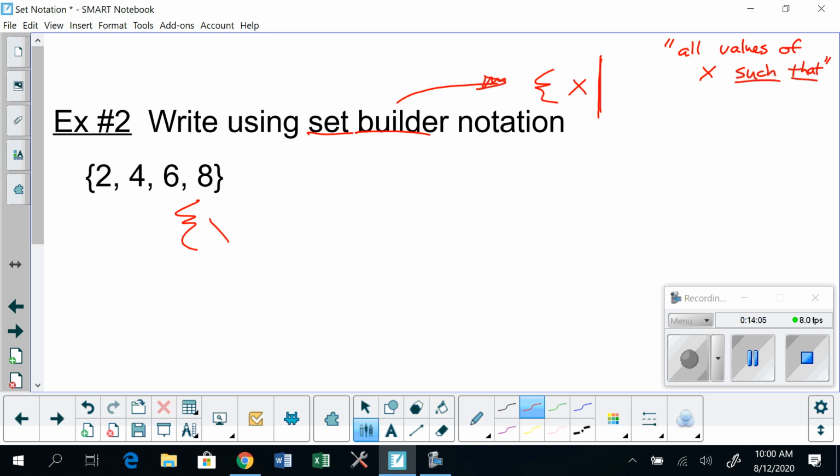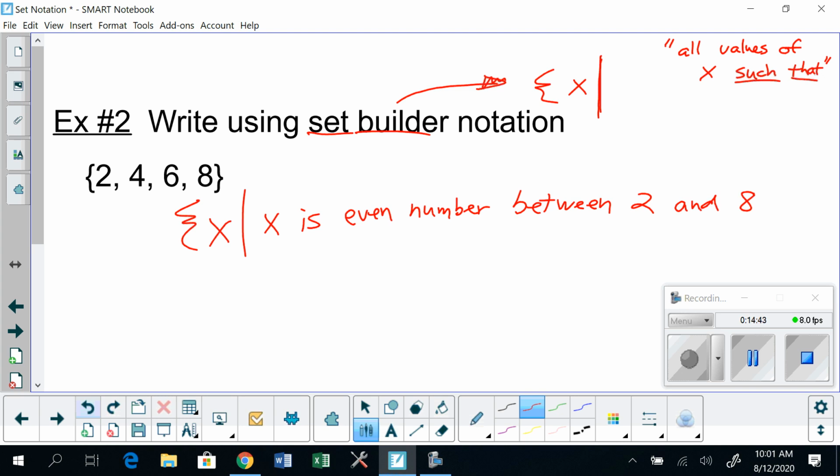There's a lot of different ways that we could write this with set builder notation, but I'm going to start with all values of x such that x is, here's the definition I'm going to come up with. X is an even whole number. Well, actually, I can just say even number. Even implies that it's a whole number. So we're just going to say x is an even number between 2 and 8.